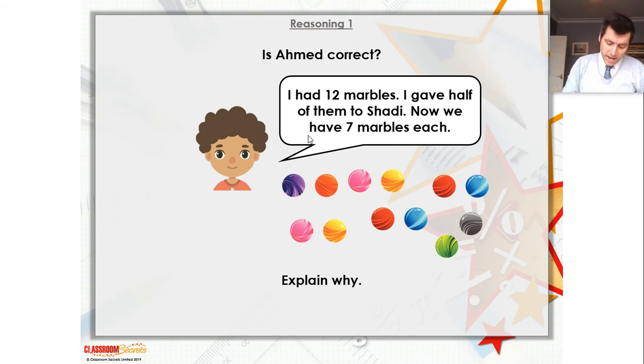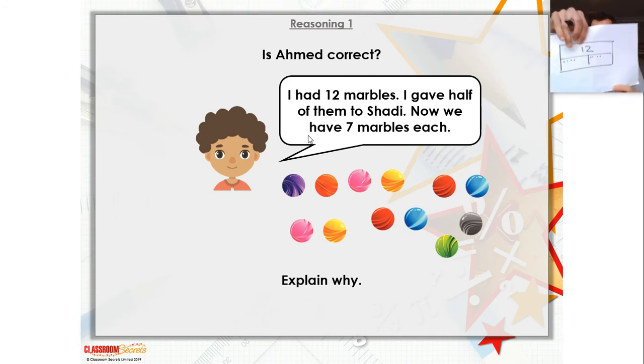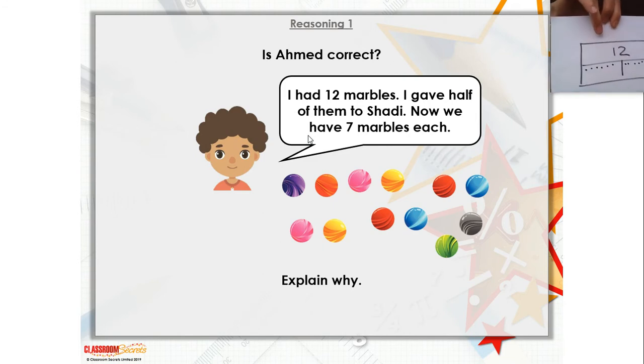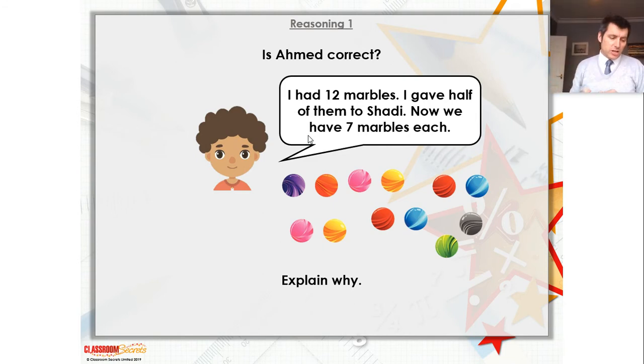And then 7 and 8. And then 9 and then 10. And then 11 and then 12. Okay, we can see where he shared them. Now, if the bits that are circled green are the ones that he's given to Shady, and the ones that are circled pink are the ones that he's kept himself, will either of them be 7? What do you think?